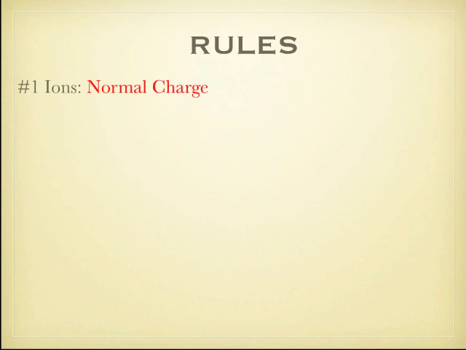First thing we're going to start with is ions. You're familiar with ions. They have positive and negative charges. If you have an ionic substance, assign the normal charges to that ionic substance. So if you have a substance like sodium chloride, which is NaCl, sodium is +1. Chlorine is -1. That's their oxidation numbers.